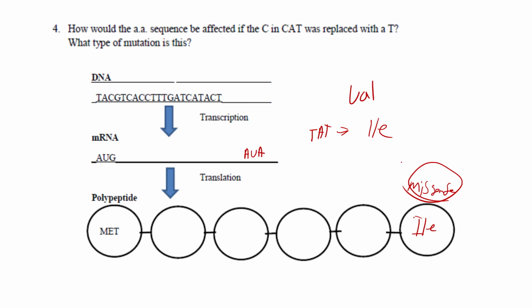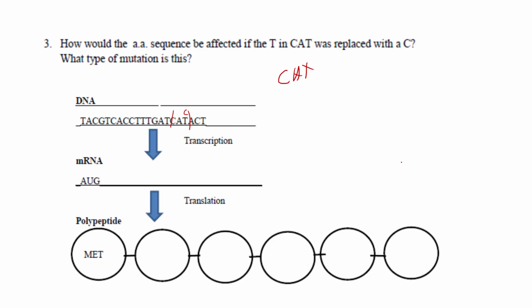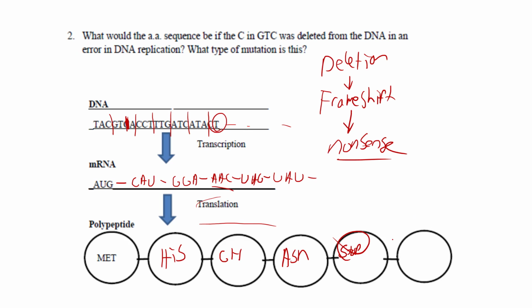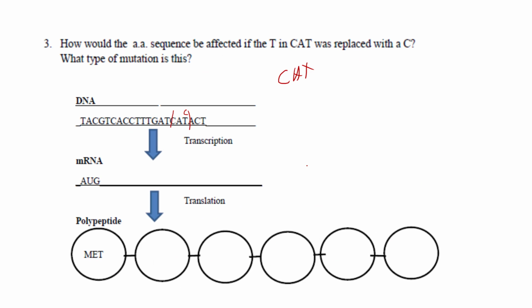Oh, I see. I skipped one. Sorry to make this confusing. I skipped one by accident here. So let me go back. I did number 4 before I did number 3. So let me go back to number 3. How would the amino acid sequence be affected if the T in CAT was replaced with a C? So if CAT, we knew from before that coded for what? VAL? Okay. So let me correct my errors here. So this was VAL originally.